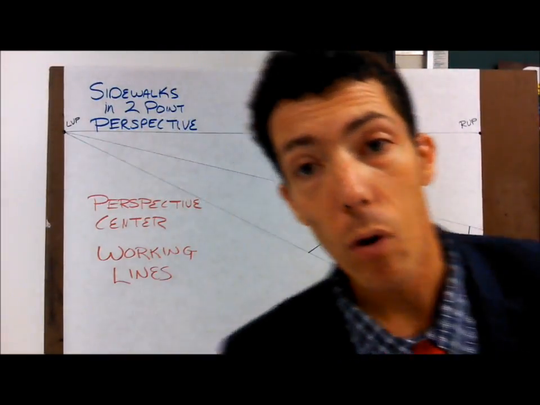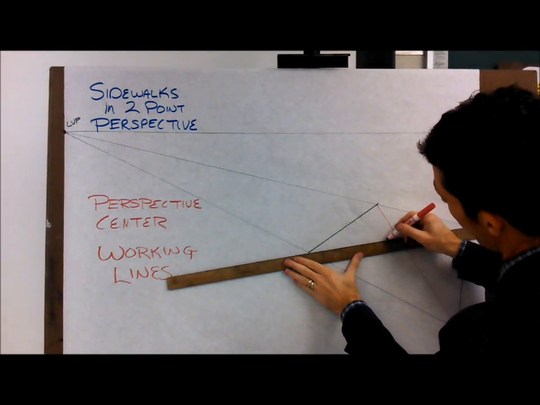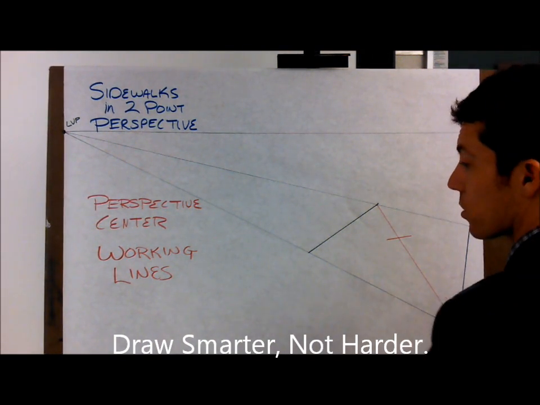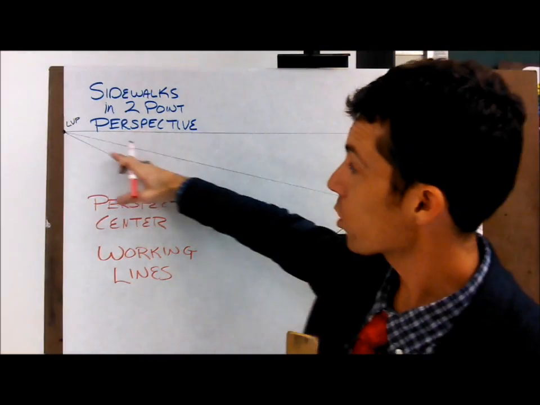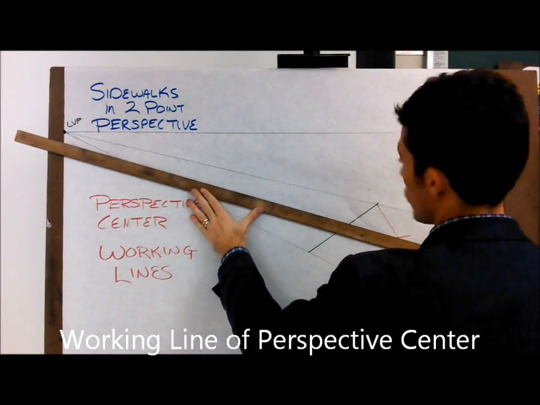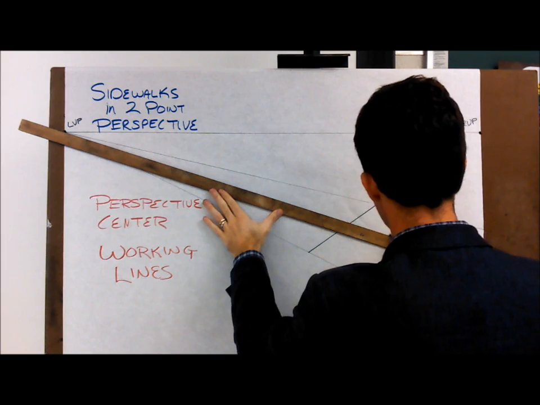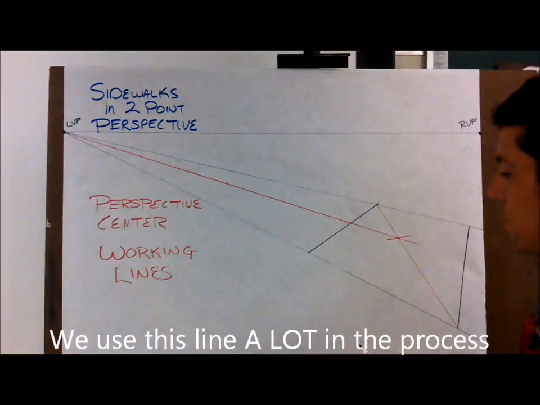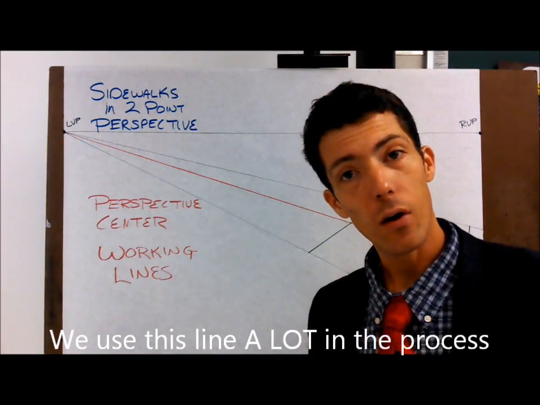Now, as you draw more and more, you're going to find that you don't need to draw the whole line through, but just smaller lines. So here's my X, marks the spot. From here, I am going to draw a line, a working line, all the way to my left vanishing point to define perspective center throughout the entire length of the sidewalk. So go ahead and do that. Find yourself perspective center and find your perspective center working line all the way through.